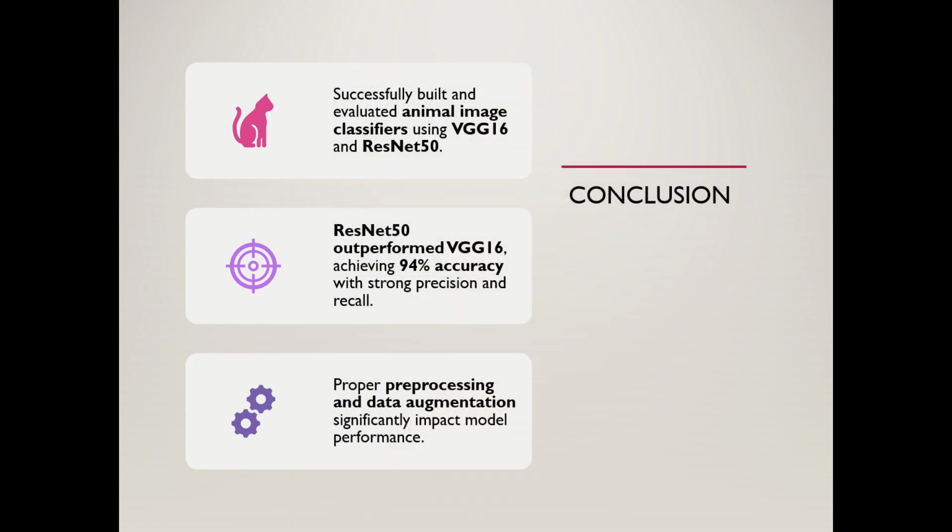In conclusion, our machine learning models successfully classify animal images with reasonable accuracy. ResNet50 performed better overall, showing strong potential for real-world use cases like wildlife monitoring and assistive technology. Despite some limitations, the project demonstrates the value of transfer learning in image classification.